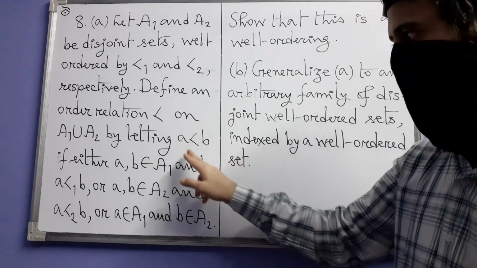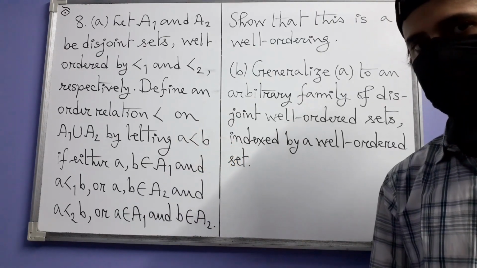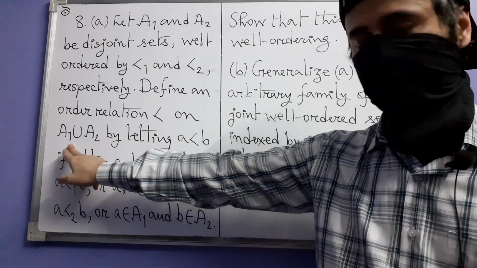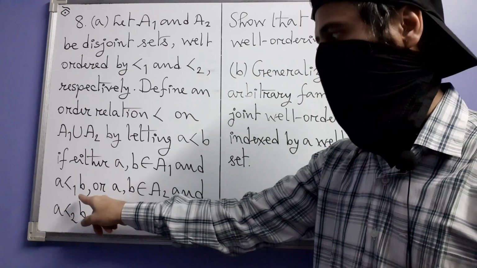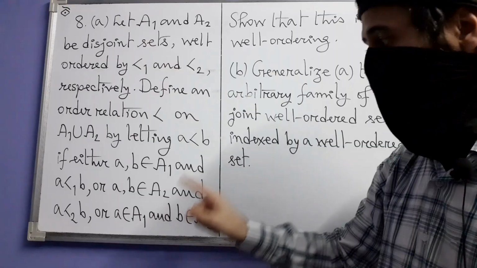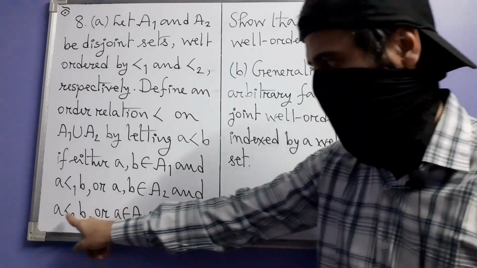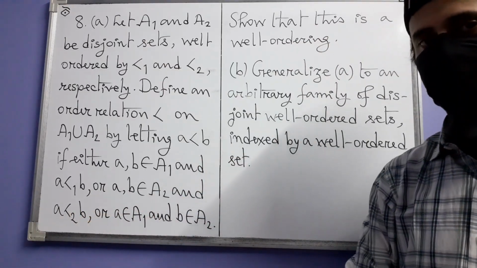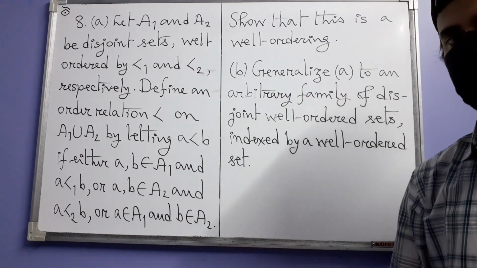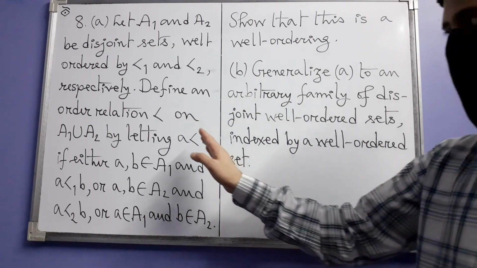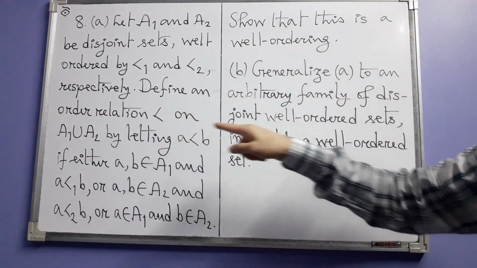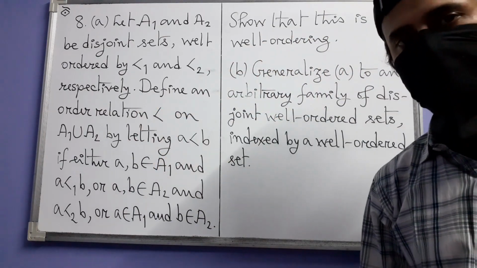So the definition is this: A is less than B under the new relation if either A and B both belong to A1 and A is less than B in A1, that means with respect to the order relation that we have in A1, or both of them belong to A2 and A is less than B in A2, or A belongs to A1 and B belongs to A2. So we have to prove not just that this is an ordered relation, but actually it's the well ordering of the union. That is part A.